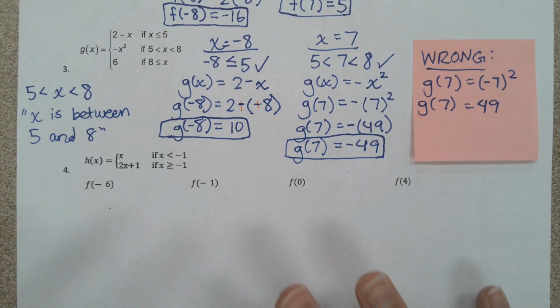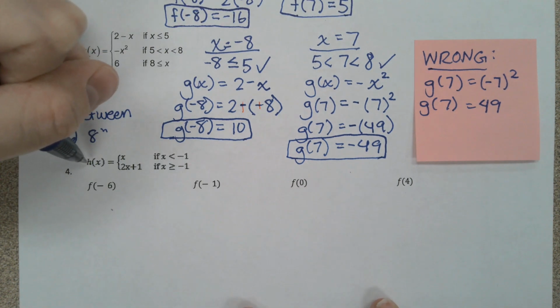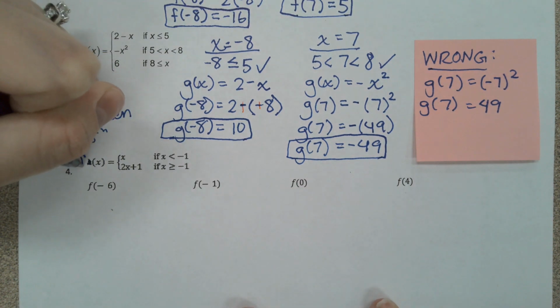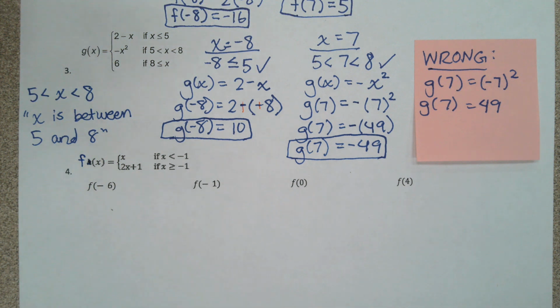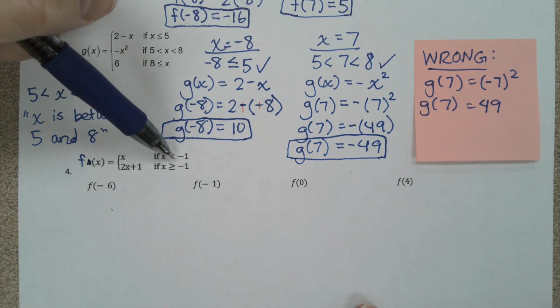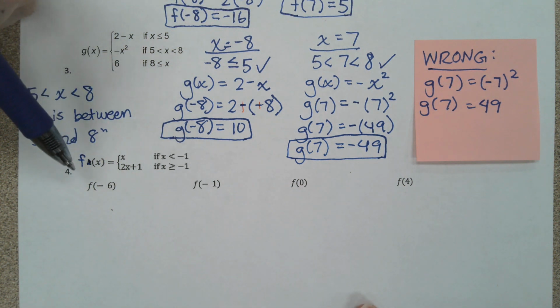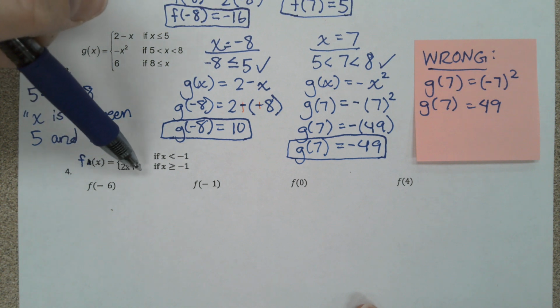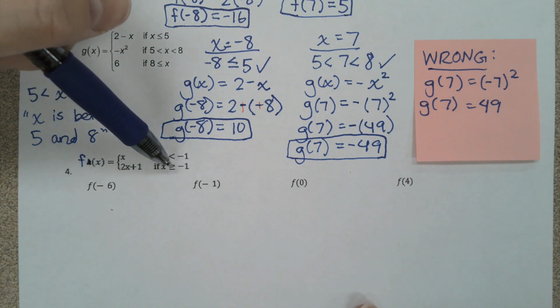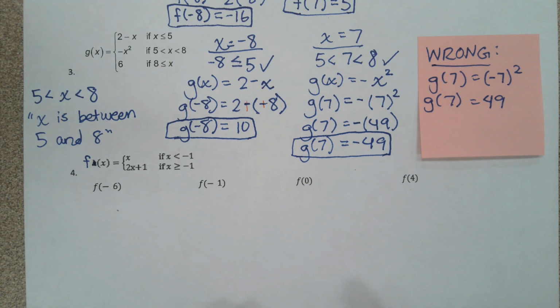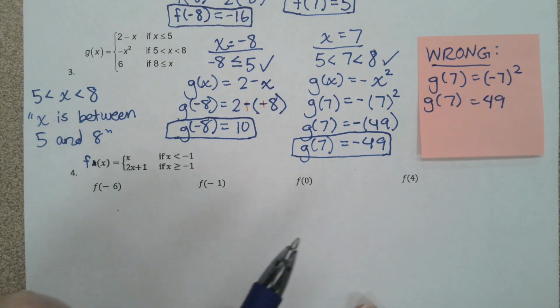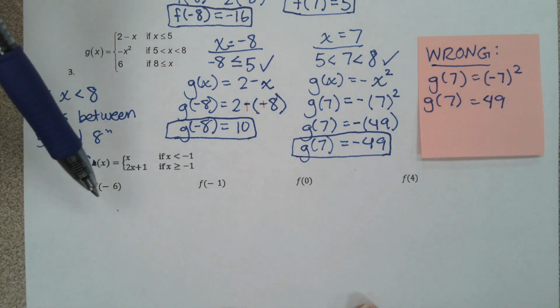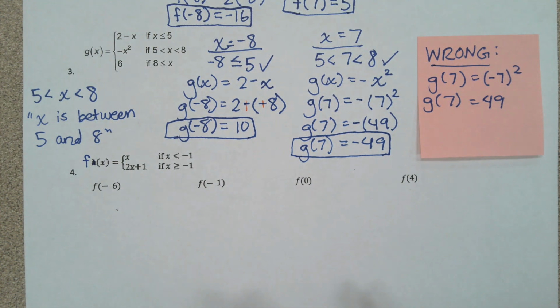Last problem. This h of x should be an f, so just mark that out and make it an f. F of x equals x if x is less than negative 1, or f of x equals 2x plus 1 if x is greater than or equal to negative 1. So this one's written a little differently. We're not going to use negative 8 and 7 as it was in the directions. We're going to figure out what these four are.